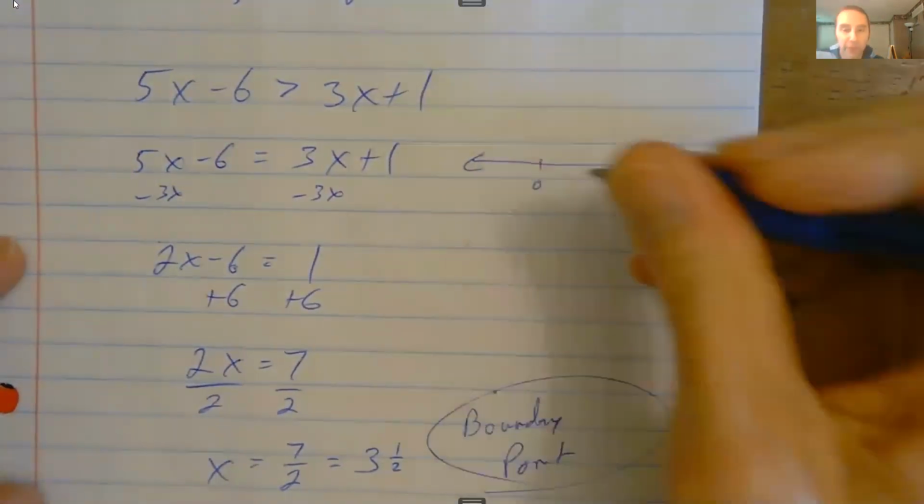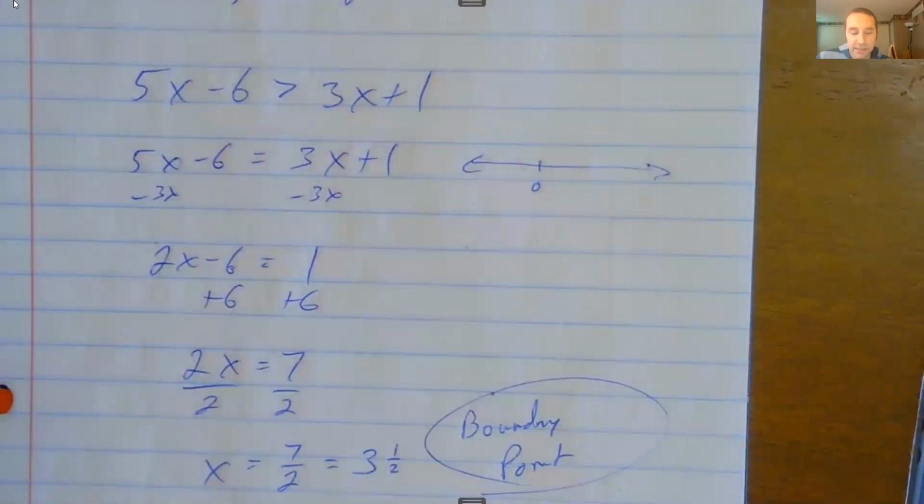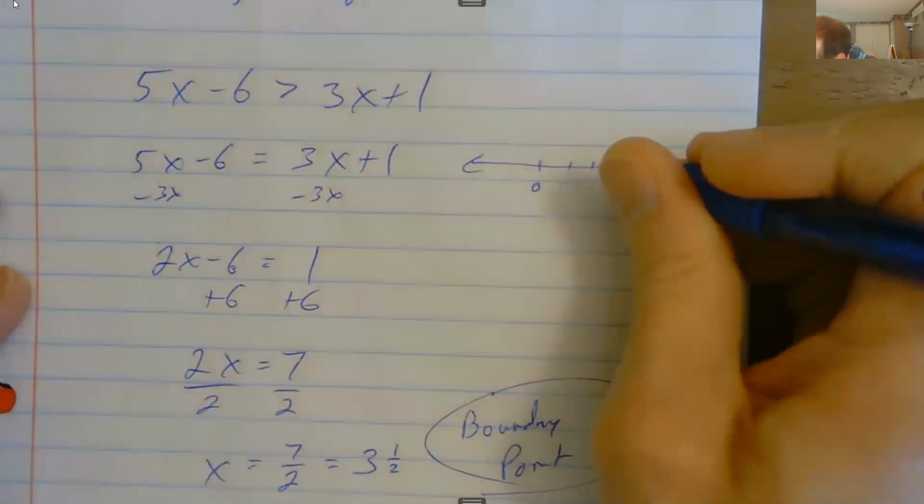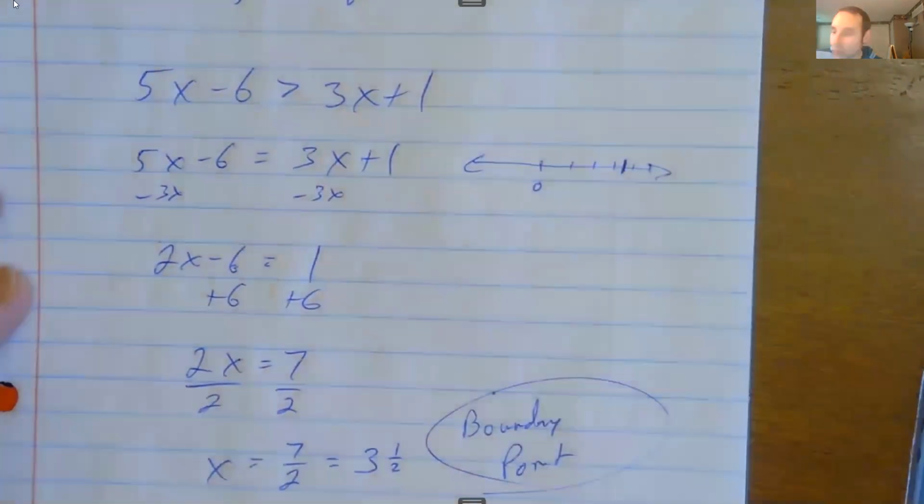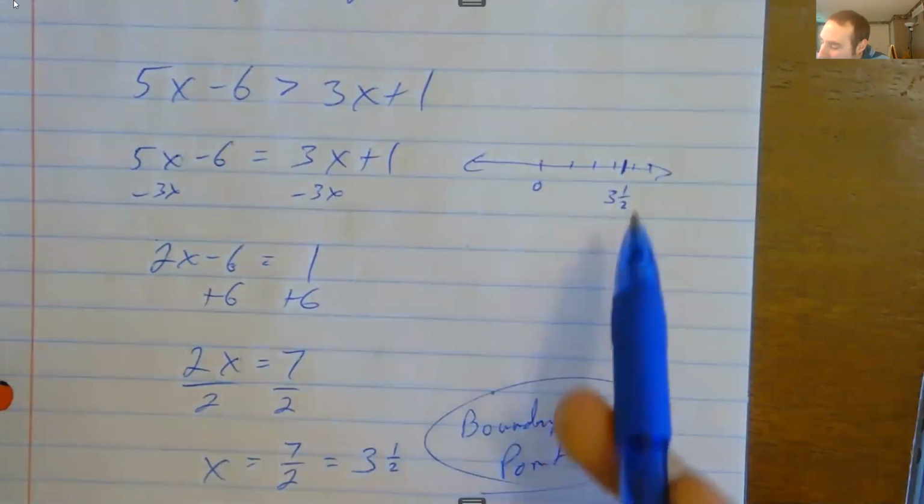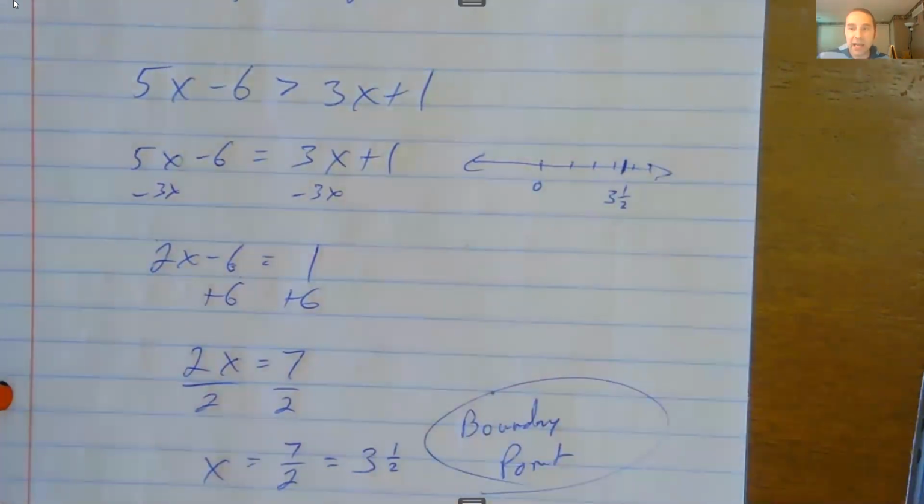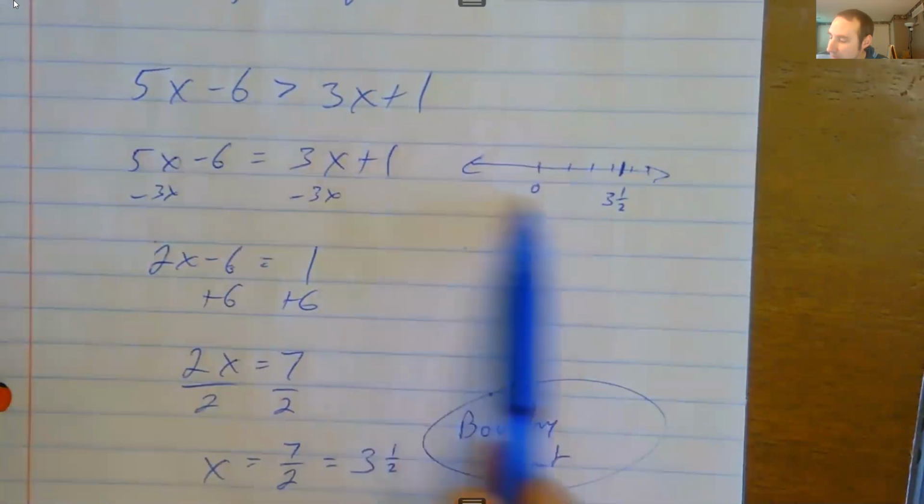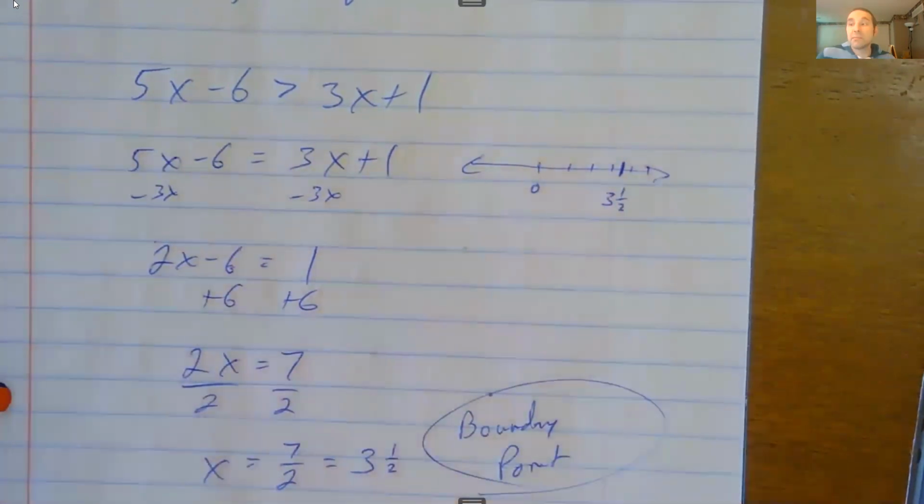I'll just put a little 0 here, although I don't need to see 0, but in this case, I don't mind seeing it. And then I've got a 1 and a 2 and a 3 and a 4 and a 5. And right in between 3 and 4 is that point 3.5. Okay, that's my boundary. And basically what we're going to do is test on either side of that 3.5 to figure out which values will make this a true statement. Are they the values over on this side, or are they values over on this side? Sometimes it's neither, sometimes it's both, but that's our job now, to test those values.